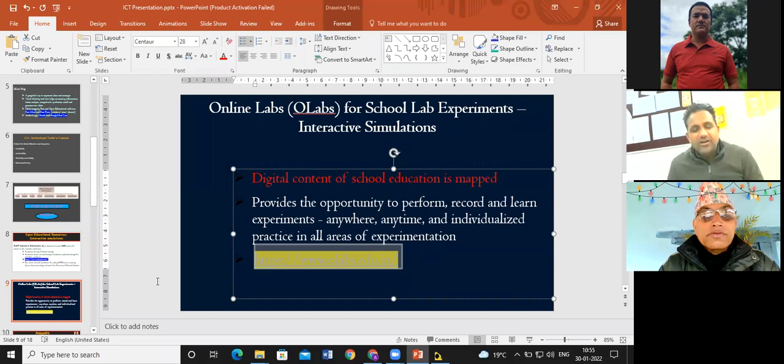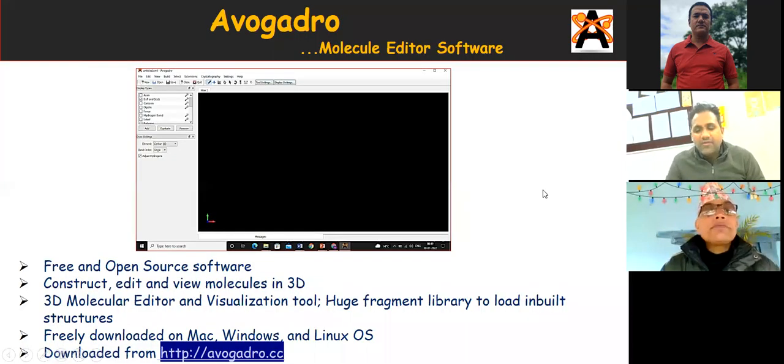Molecule Avogadro is free and open source software. You don't have to pay for this one. Through this software, you can construct, edit, and view molecules in 3D. You can go for biological molecules like DNA, protein, RNA, where these structures are very large and students are not able to understand them in 2D form. So you can use the fragment library of Avogadro for this.